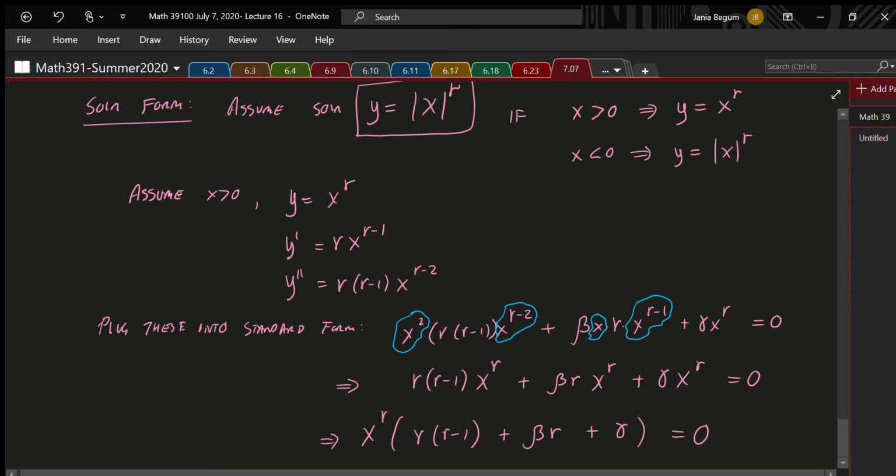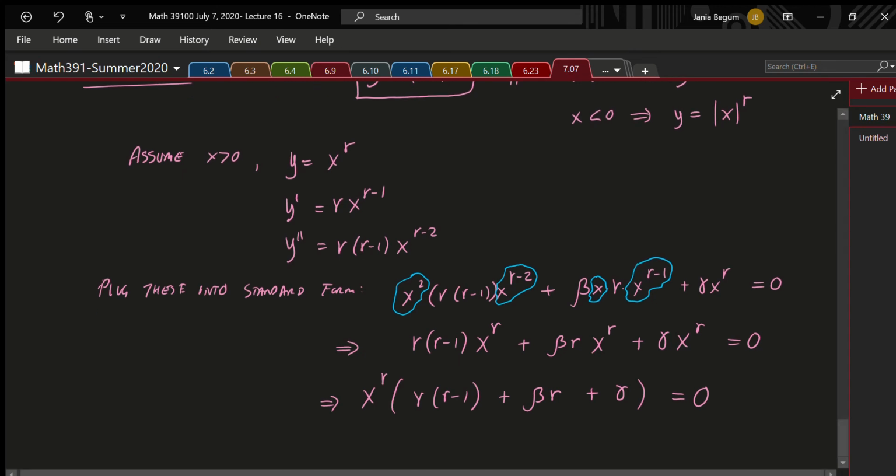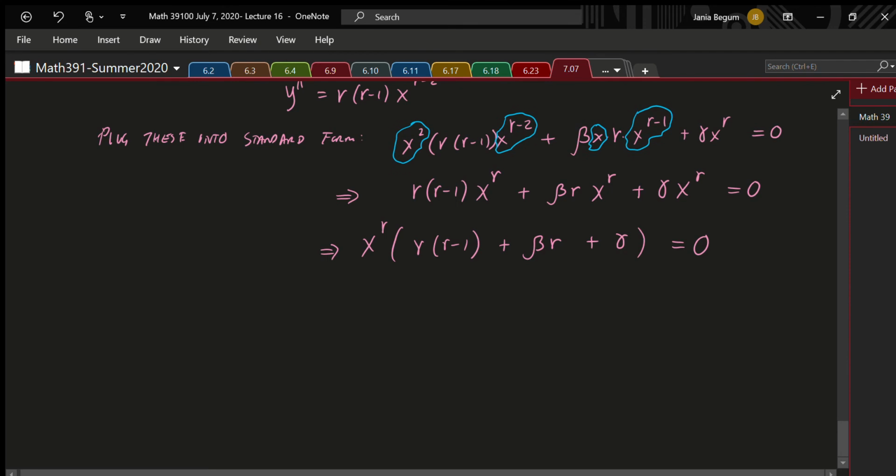That's neat. It's a polynomial, right? Just like before, when we assumed the solution form for the constant coefficient case was y equals e to the rt, you plugged it into the differential equation, you took its derivative, and you saw that you get a characteristic equation, and that happens to be a polynomial, so we call it a characteristic polynomial. Here, we're not going to call it a characteristic polynomial, but we're going to call this an indicial equation. So this equation right here, this is a polynomial, and we're going to call this indicial.